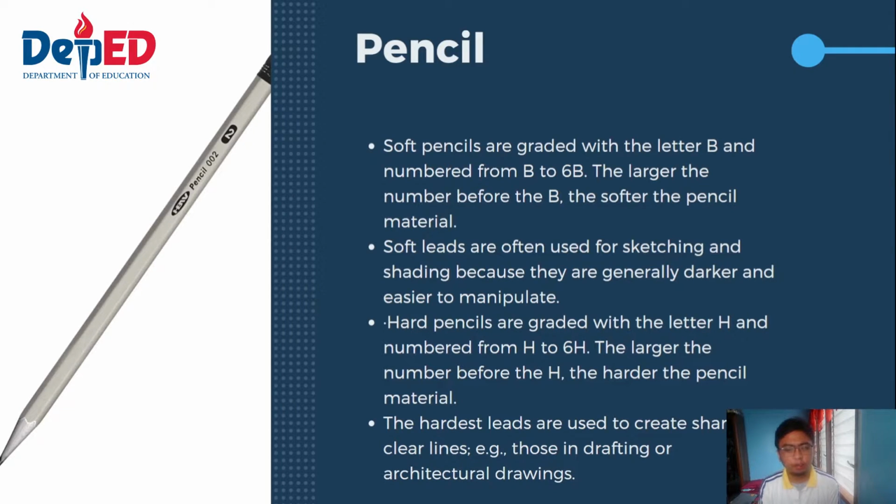The larger the number before the H, the harder the pencil material. So when are we using hard pencils? The hardest leads are used to create sharp, clear lines, for example in drafting or in architectural drawings. So basically, it depends on what you are going to illustrate. For example, if you're more on sketching, more on putting shades or shadows on your drawings or illustrations, you use soft pencils. But if you are more on precise, sharp lines, you use hard pencils.